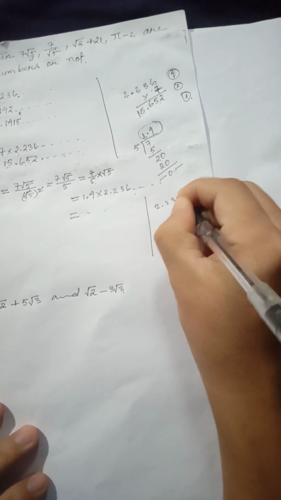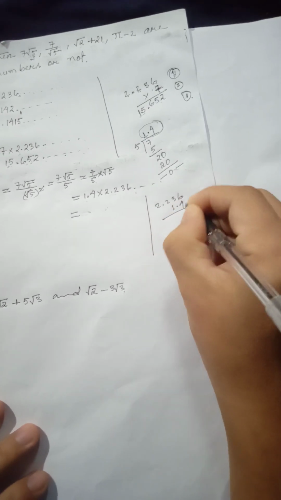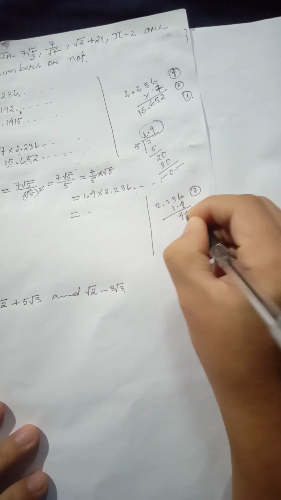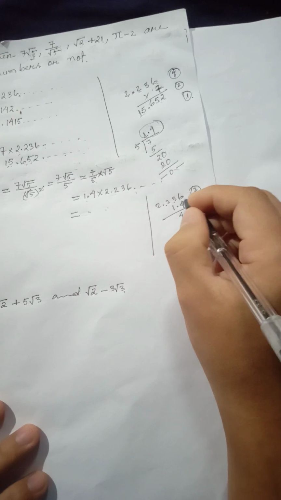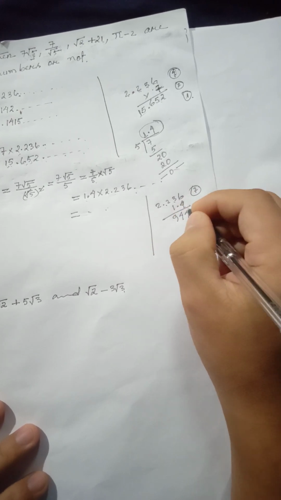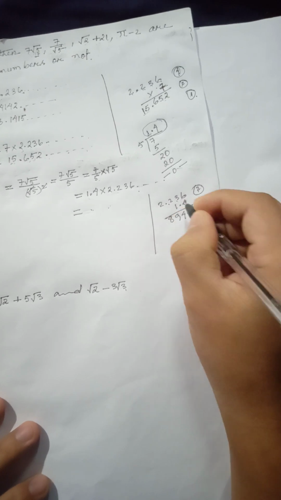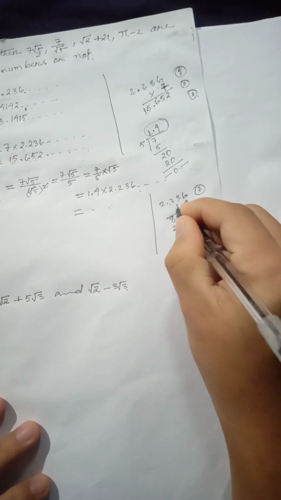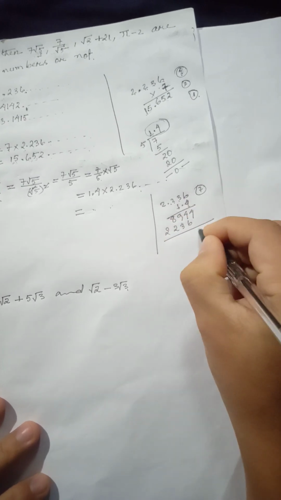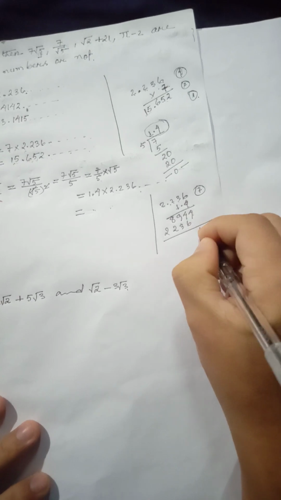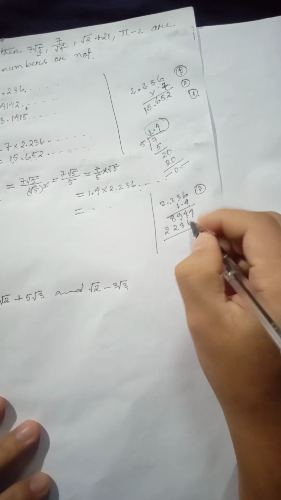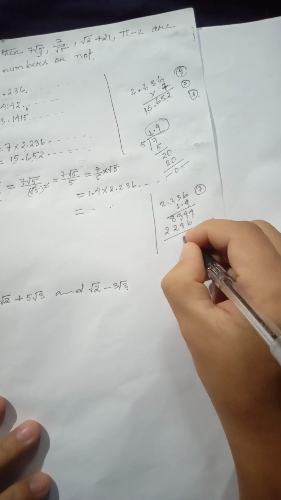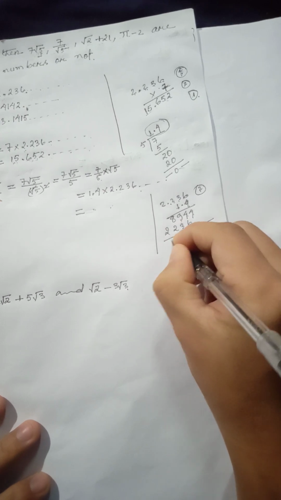So 2.236 times 1.4. Okay, 6 times 4 will give you 24, 3 times 4 will give you 12, 12 plus 2 will give you 14, then 4 times 2 will give you how much? 8, 8 plus 1 will give you 9. Then 4 times 2 will give you 8, and 6 times 1 will give you 6, 3 times 1 will give you 3, and 2 times 1 will give you 2, 2 times 1 will give you 2. Okay, so let us add this. 4, 6 plus 4 will give you 10, and 9 plus 3 will give you how much? 12, 13. Okay, 1 in hand, 8 plus 2 will give you 10, 10 plus 1 will give you 11, 2 plus 1 will give you 3.